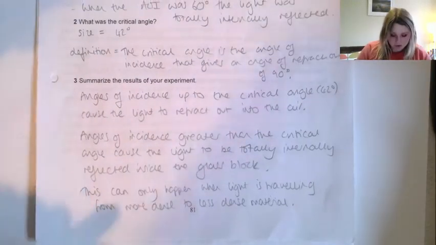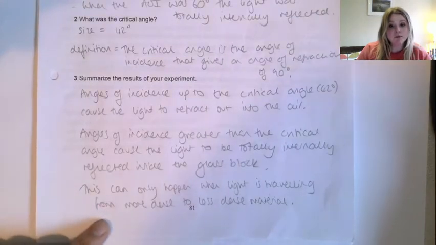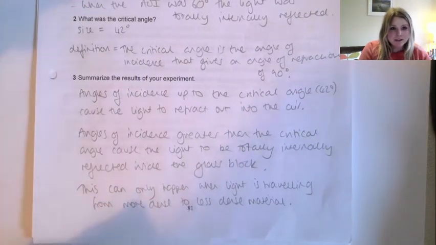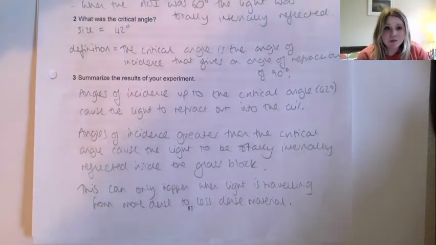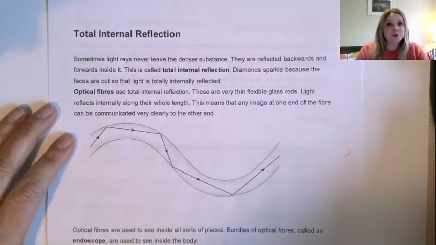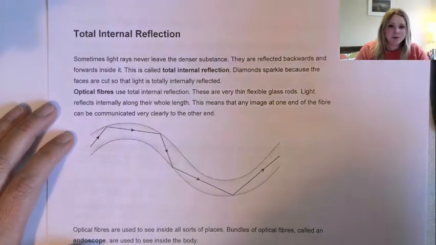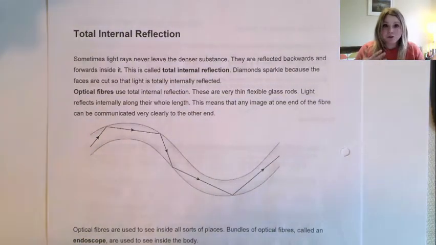So there we go. This can only happen when light is travelling from more dense to less dense material. Okay, now let's move on and have a wee look at what we're doing today. So turn over to 82 for me, please. We're just going to be looking at total internal reflection again today. A little tiny bit about the uses of it.